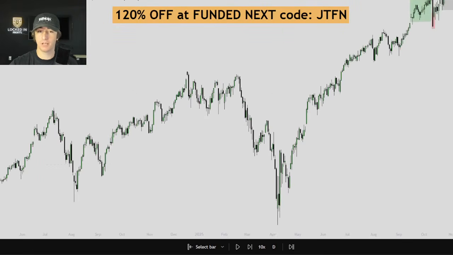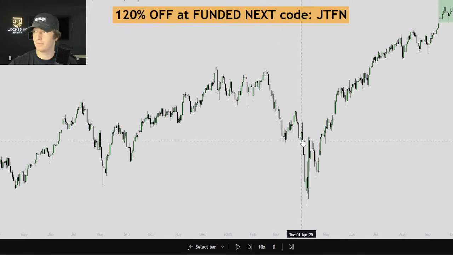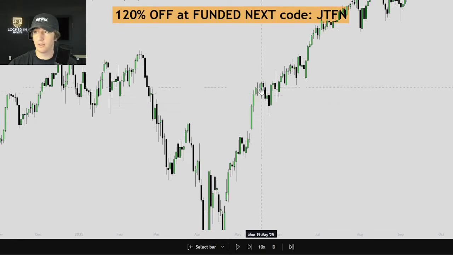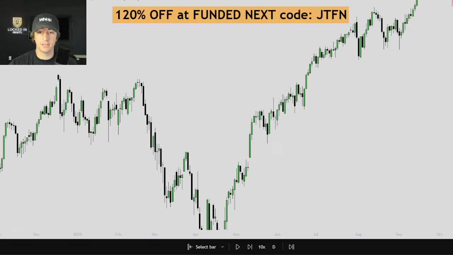Okay, we have constant PO3s. We have one here, and I could go and surf through the time frames and spot every single PO3, starting with these big pullbacks and reversals right here. Accumulation, manipulation into an unmitigated daily gap, and then a continuation.